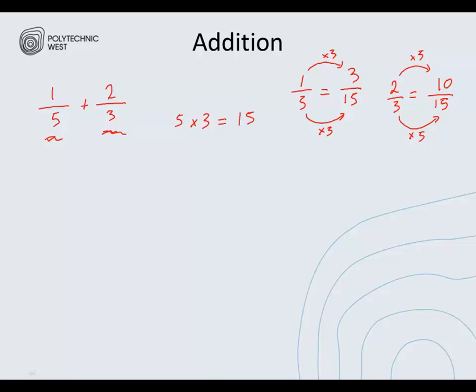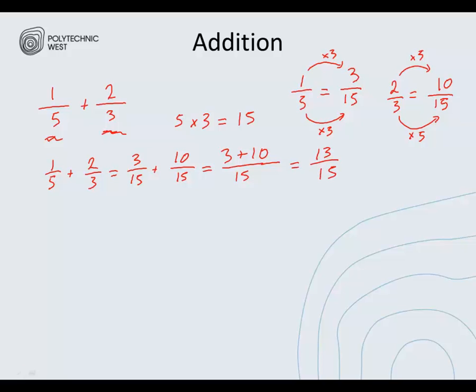Now I can rewrite this. 1 over 5 plus 2 over 3 is 3 over 15 plus 10 over 15. Now I've got the same things on the bottom. When I've got the same things on the bottom, I can just add the tops. 3 plus 10 is 13 over 15. There we go.